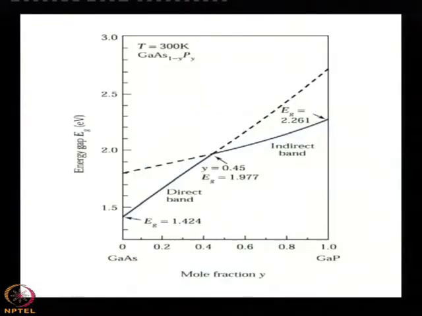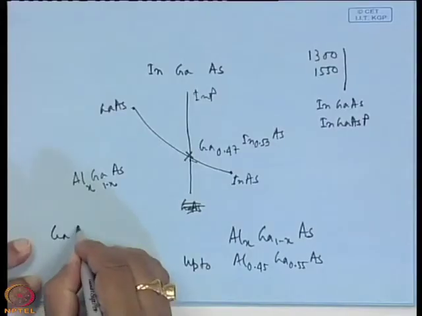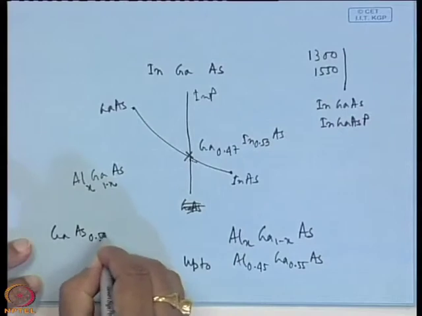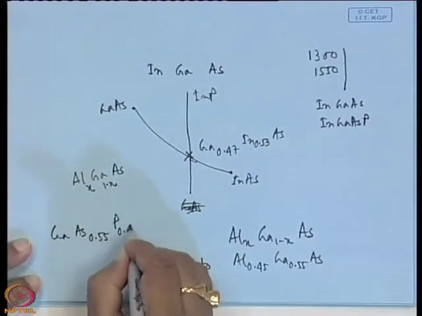Similarly, this is the example of gallium arsenide phosphide. You see that here also up to 0.45 it is direct, then above 0.45 it becomes an indirect band gap semiconductor. So, why is it 0.45? It means arsenic is 0.55 and phosphorus is 0.45.